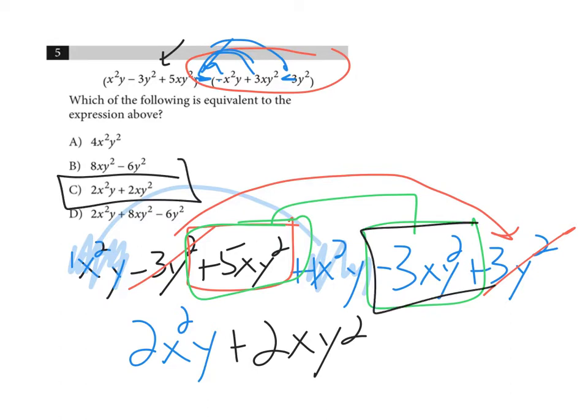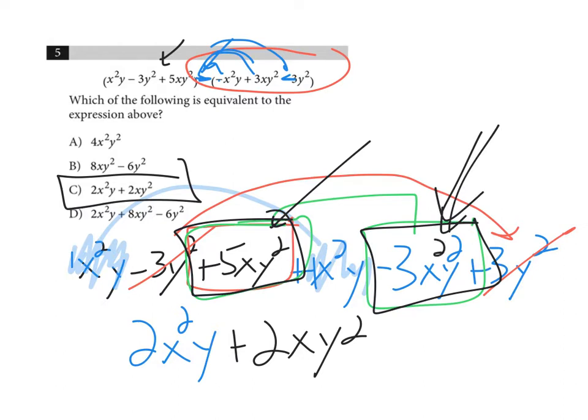But remember, for two terms to be like terms, the exact same exponents must be there. So if this second 3xy squared would have been x squared y squared, then these could not have been combined.